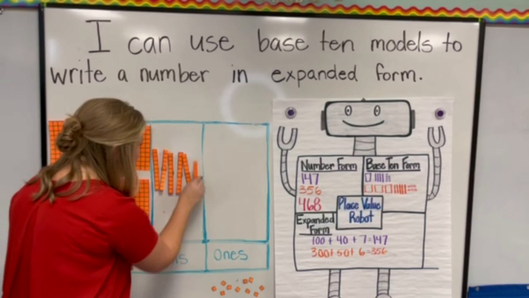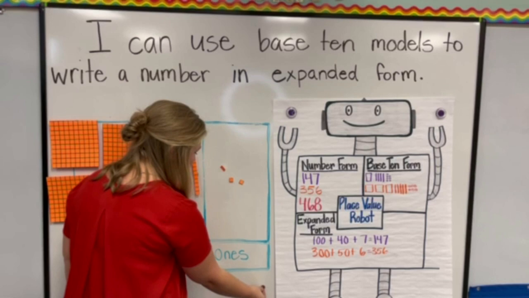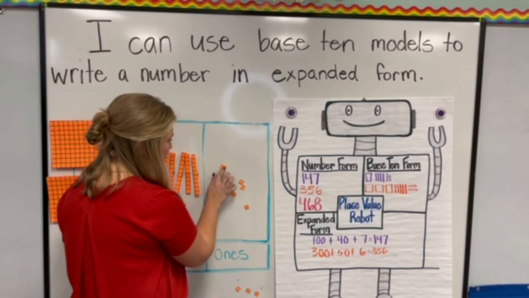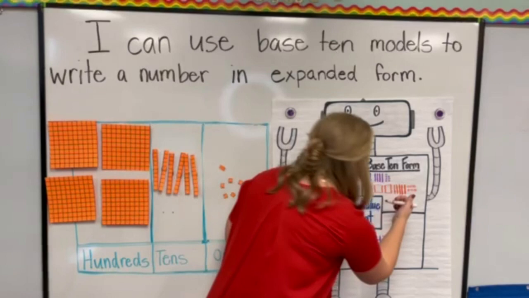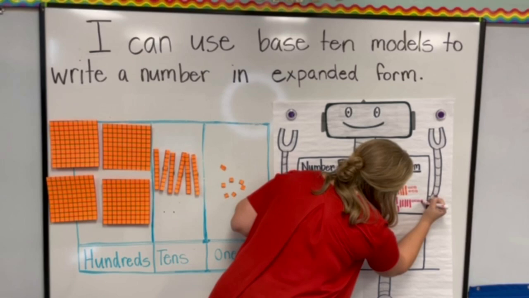1, 2, 3, 4, 5, 6, and 68. 8 ones. 1, 2, 3, 4, 5, 6, 7, 8. My ones are all over the place, aren't they? So now on your base 10 form, you're going to have 4 hundreds flats drawn, 6 tens rods, and 8 cute little ones cubes. I don't know why, they're my favorite to draw, because they're adorable and small.